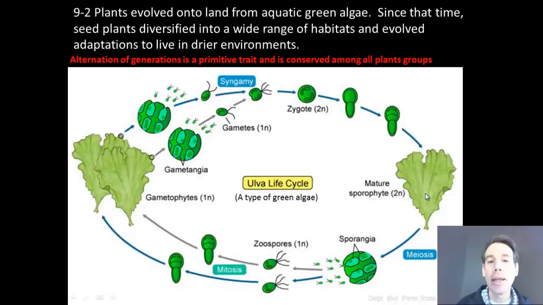So as plants begin to evolve onto land, they carry with them that same process of alternation of generations. It's a conserved trait. So just like you have vestiges of your ape ancestry, such as your body hair, your wisdom teeth, your tailbone, those are all characteristics that are part of your primate past. Those are vestiges of your evolution. So is the process of alternation of generations.